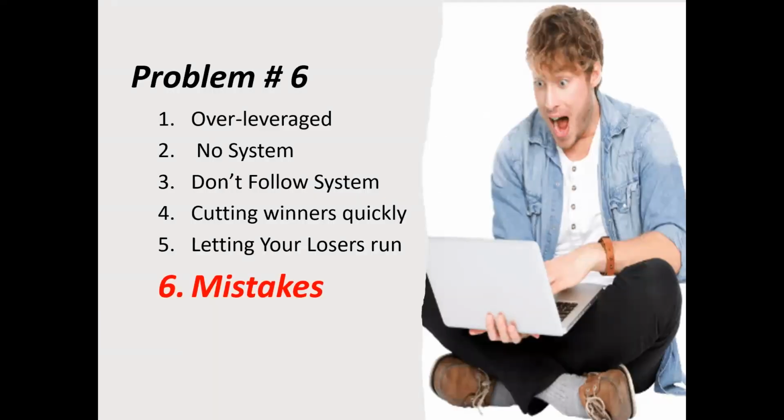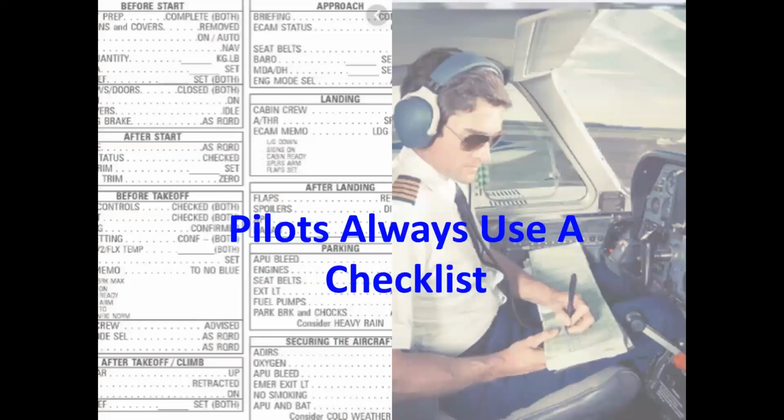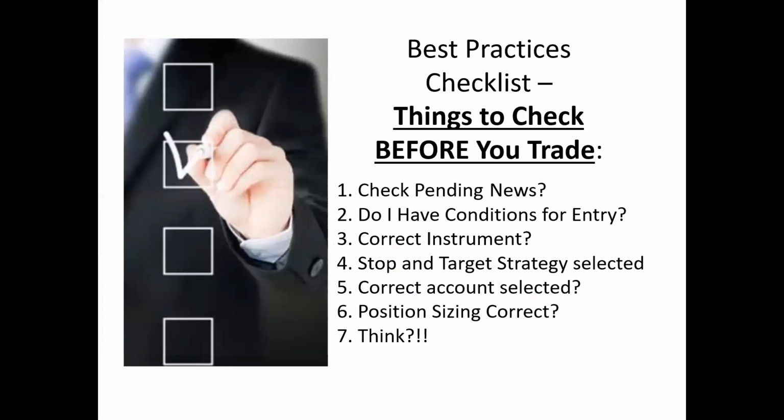All right, so problem 6 is eliminating mistakes. We're going to run through this fairly quickly. I'm a pilot, and the reason pilots use a checklist is they want to prevent problems. A big problem with flying could be an accident, which could cost you your life. Same thing applies in trading. You don't want to kill your account, you don't want to burn up your account. So use a checklist. I'm going to run through some fairly quick checklists. Again, this will be recorded, so you can refer to this later in the recording.